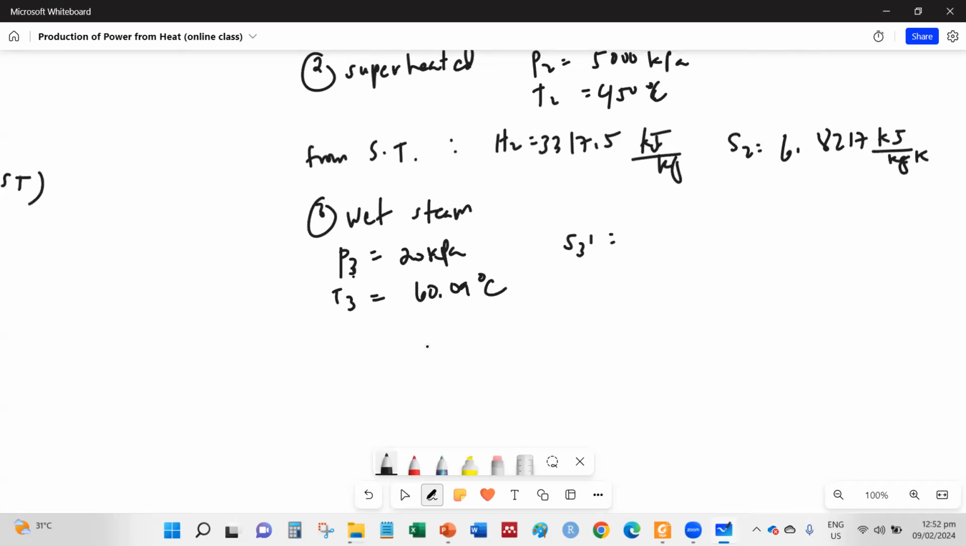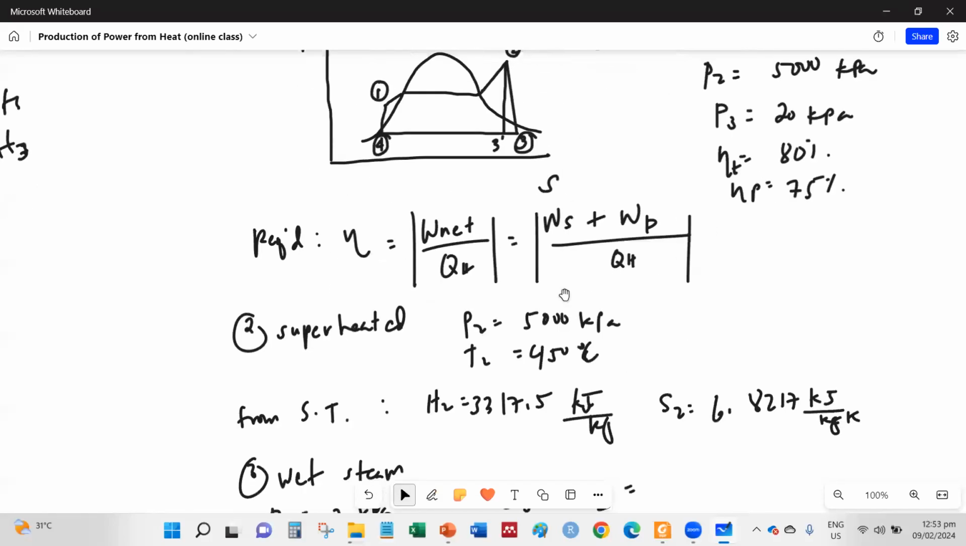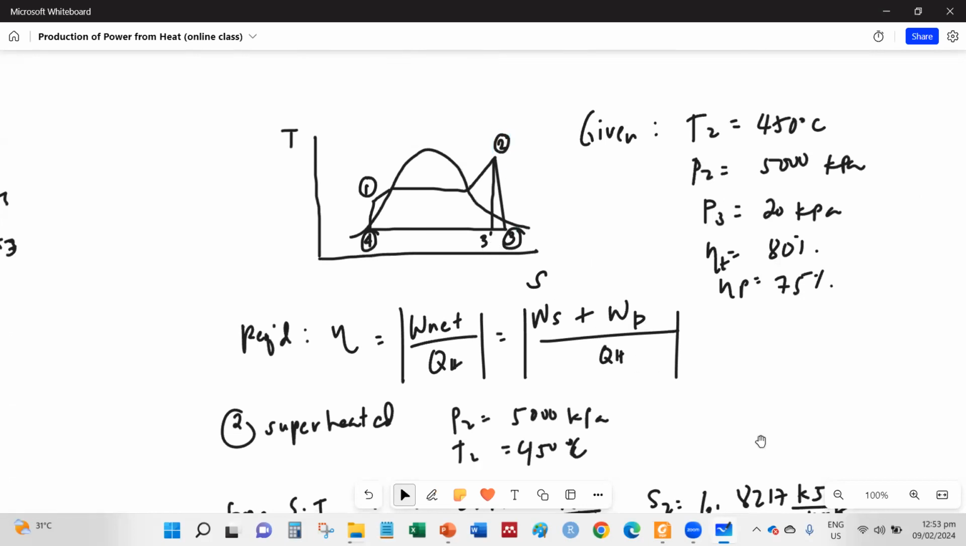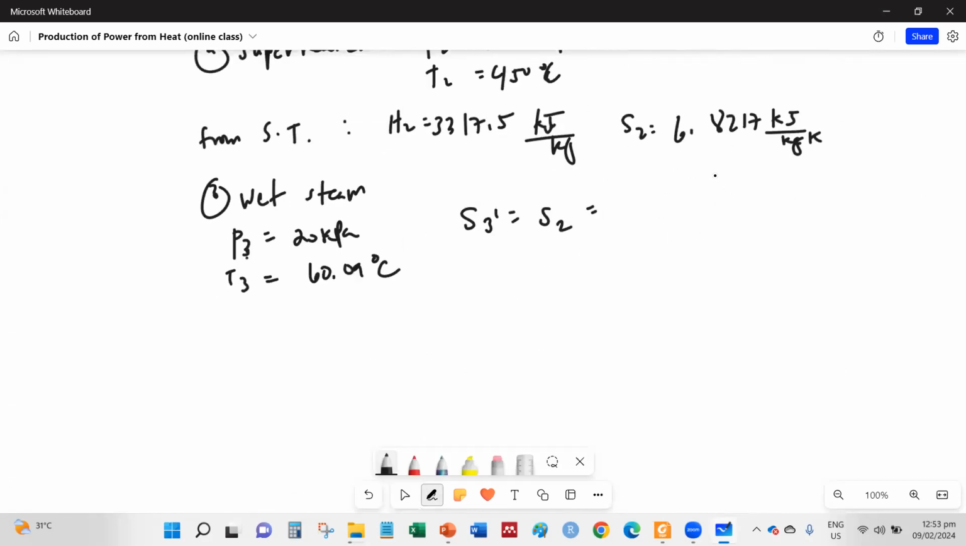No, no, no. I'm sorry, that's wrong. We don't read it from the steam table. So how do we know it? We equate S3 prime to S2, because it's a vertical line. As you can see, vertical, S2 equals S3 prime. Correct? So it's just equal to 6.8217.